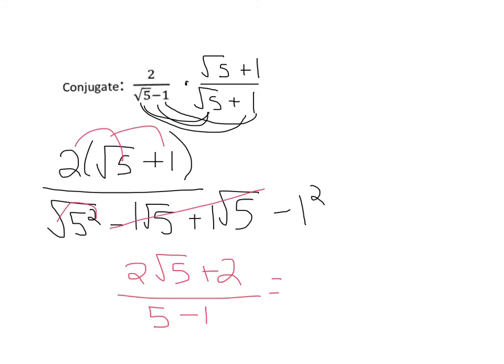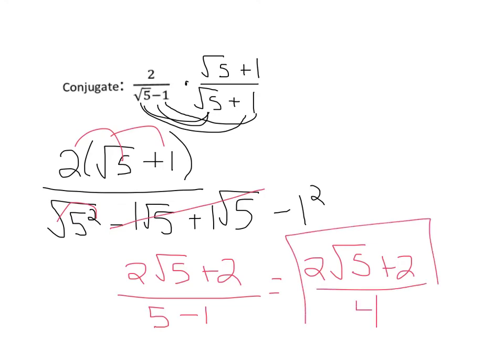I can simplify it one more step to get 2 square roots of 5 plus 2 all over 5 minus 1, which is 4. And that would be my answer. I know it is my answer because the radical is out of the denominator.